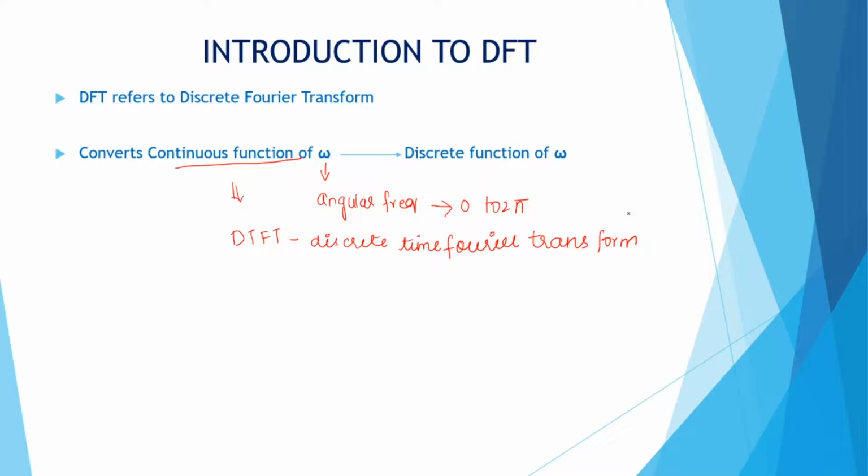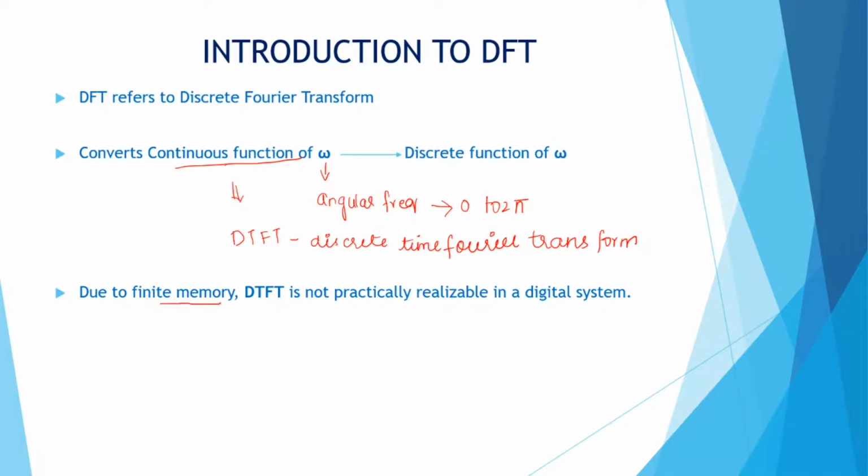Why is this conversion necessary? Because we have to realize everything practically in a digital system. For a digital system, we have only finite memory. However, the output here is a continuous function of omega, which means I will have an infinite set of frequency components. That is not practically realizable in a digital system. So we are going to use DFT where the output is a discrete function of frequency.